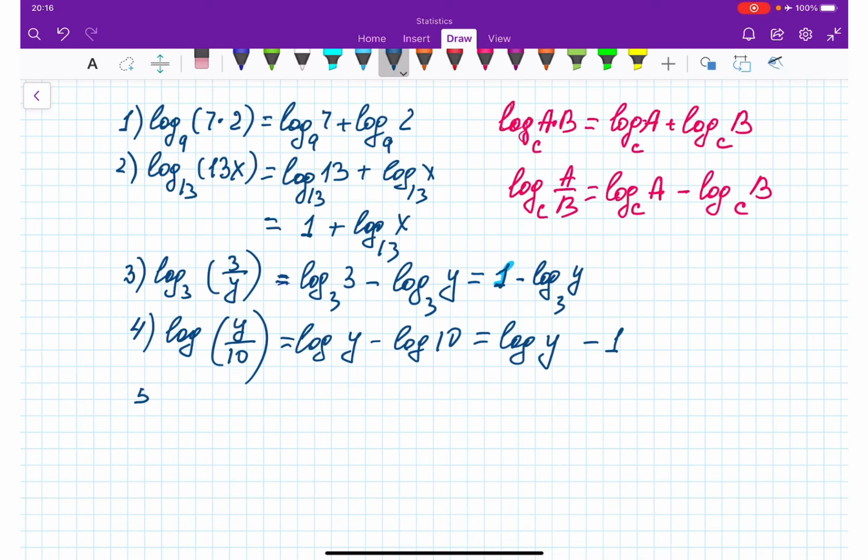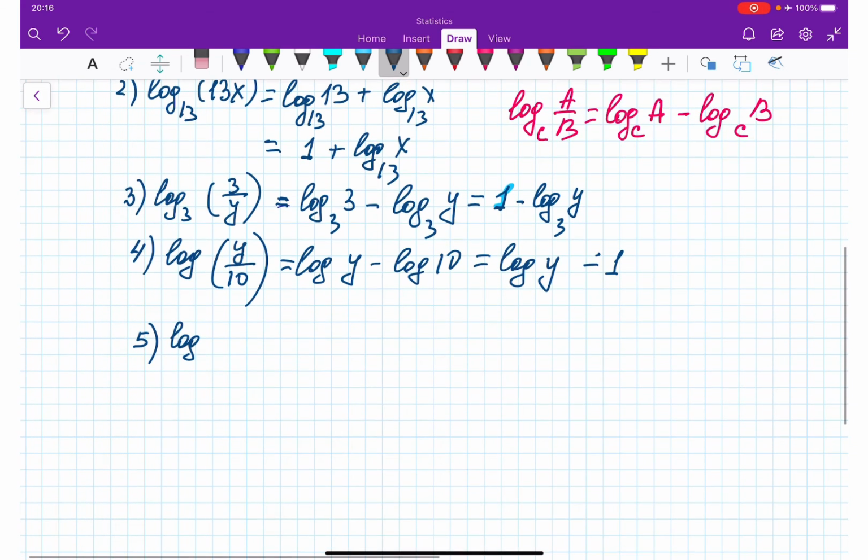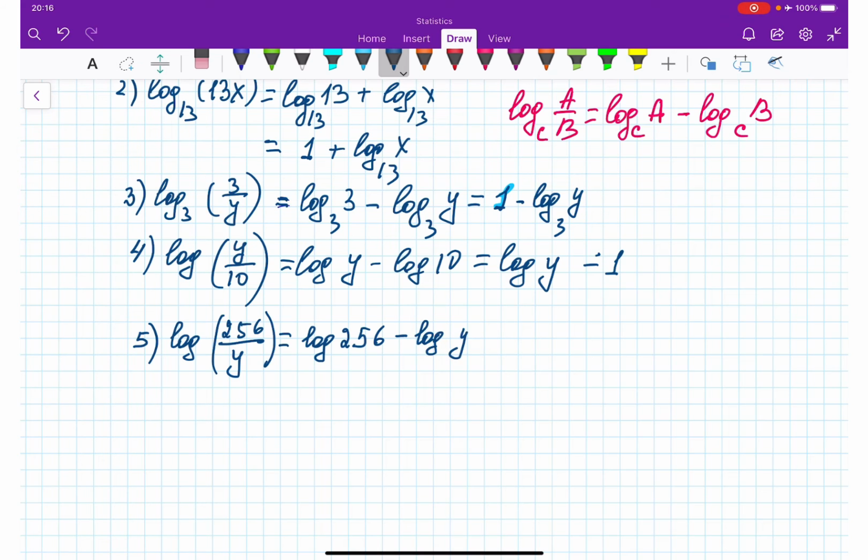Question number 5. Logarithm 256 over y is equal to logarithm 256 minus logarithm y, right? So if we have base 4, let me add base 4. So it's going to be base 4 here, base 4 here.